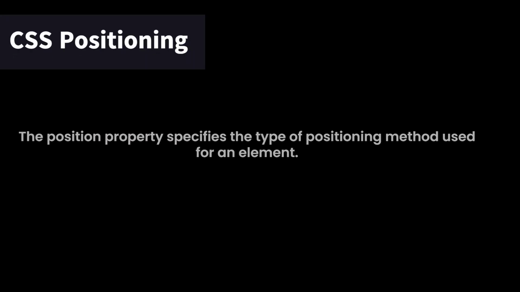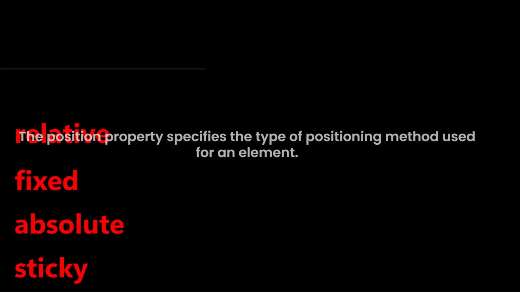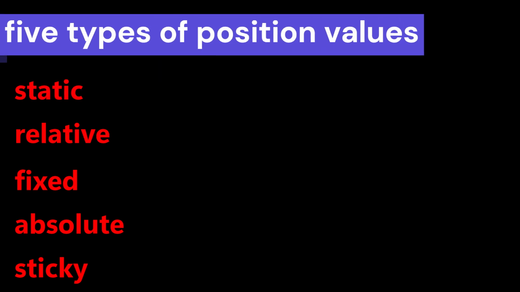So let's take a look at CSS positioning. The position property specifies the type of positioning method used for an element. There are 5 values of the position property to position your HTML elements, which are position static, position relative, position fixed, position absolute, and position sticky. So we'll be talking about each value step by step.